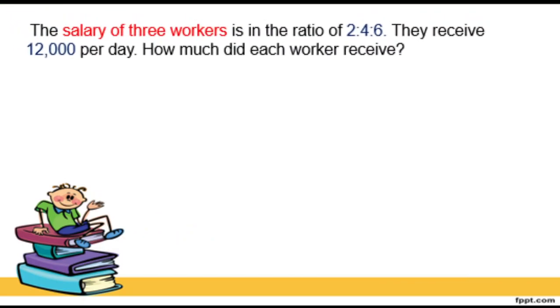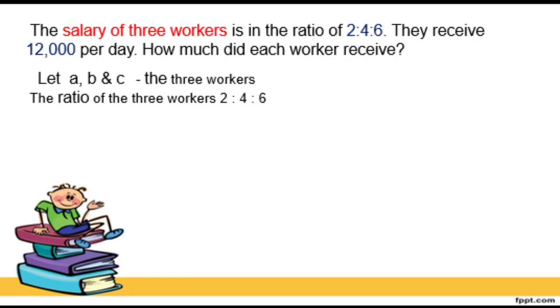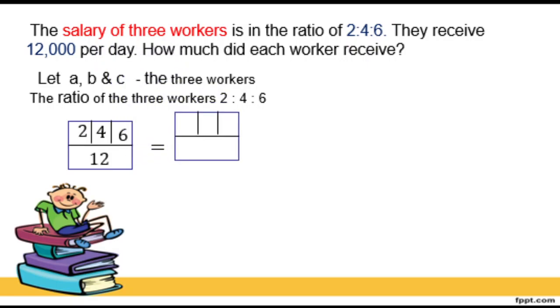Okay. Another problem: the salary of 3 workers is in the ratio of 2 is to 4 is to 6. They receive 12,000 per day. How much did each worker receive? Of course, you have to let A, B, and C be the 3 workers, and the ratio of the 3 workers is 2 is to 4 is to 6. Then make a table again. We have the 2, the 4, the 6, and the sum is 12, which is equal to 12,000 pesos. So let's name the workers as A, B, and C.